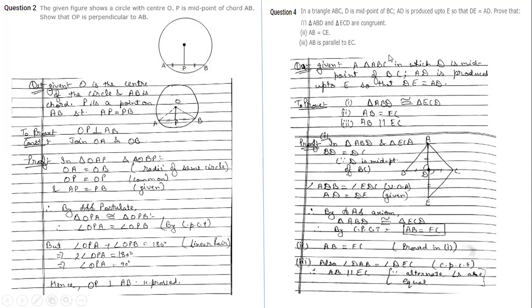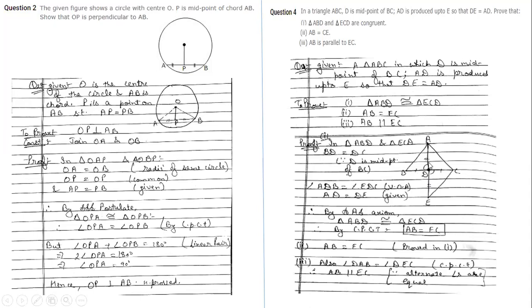Come to question number 4. In this one, in a triangle ABC, D is the midpoint of BC. See, we have a triangle ABC and D is the midpoint of this BC. That means D divides BC into two equal parts, BD and DC. See, the sign of equality we have shown. AD is produced up to E. Now we have to produce this median AD up to E so that DE is equal to AD.